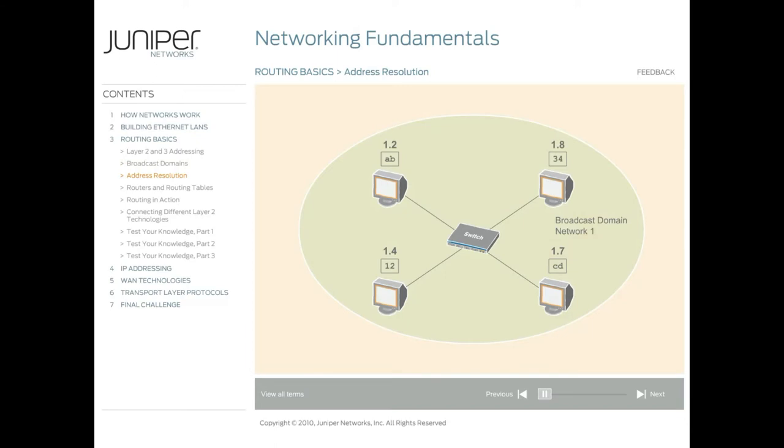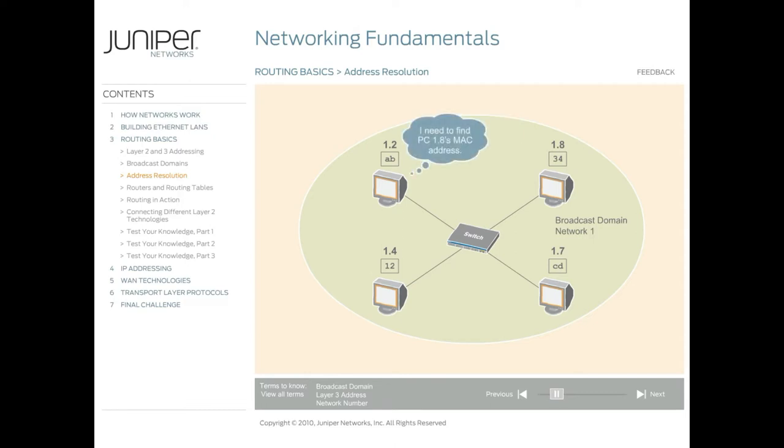Now let's take a closer look at how devices communicate using both Layer 3 and Layer 2 addresses. If PC 1.2 wants to send data to PC 1.8, it first determines whether the destination PC resides on the same Layer 3 network or broadcast domain. The PC looks at the network portion of the destination Layer 3 address and compares it with its own network number. If the Layer 3 network numbers are the same, the two PCs are in the same broadcast domain and can communicate directly. If the two PCs aren't on the same network, they can't communicate directly and will need the help of a router, which is a Layer 3 network device we'll get to shortly.